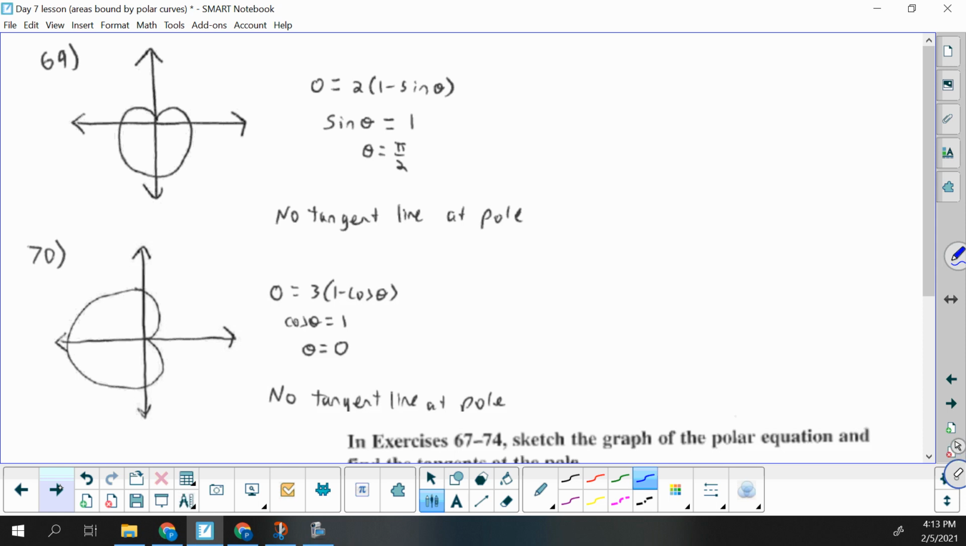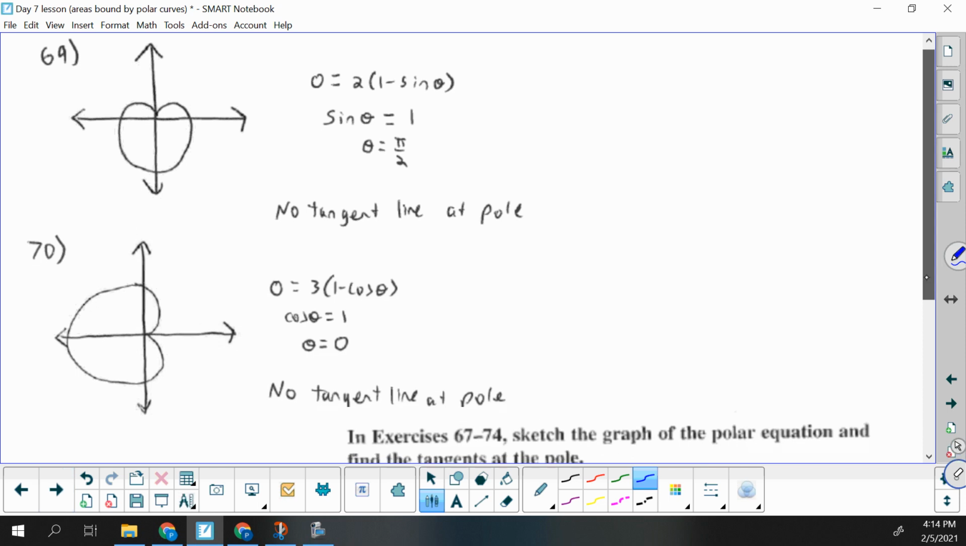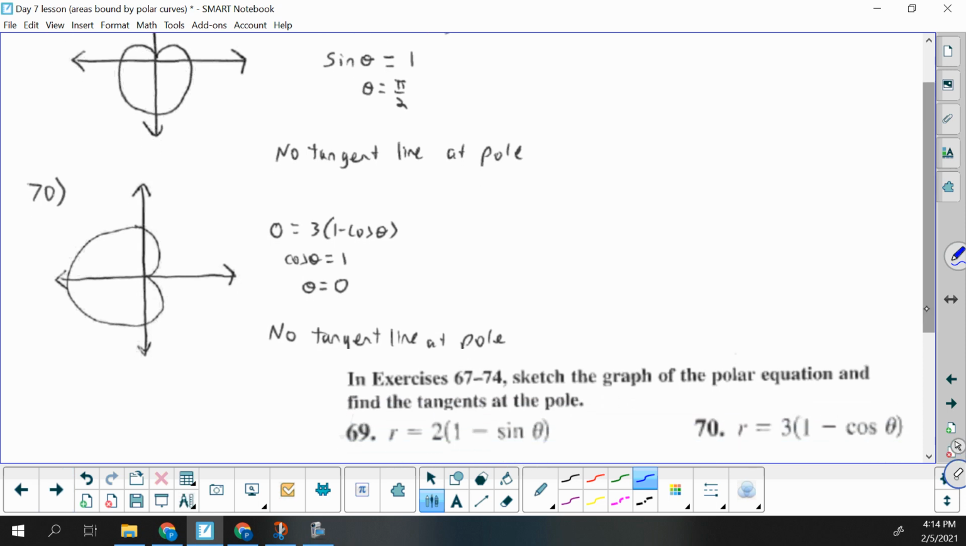So at the pole, we have a corner point, so there's no tangent line, even though when you set it equal to 0, if the value of theta you get is a corner point at the pole, there would be no tangent line. So pretty much the same idea in 70, even though we got theta equals 0. When theta is equal to 0, there's a corner point at the pole.